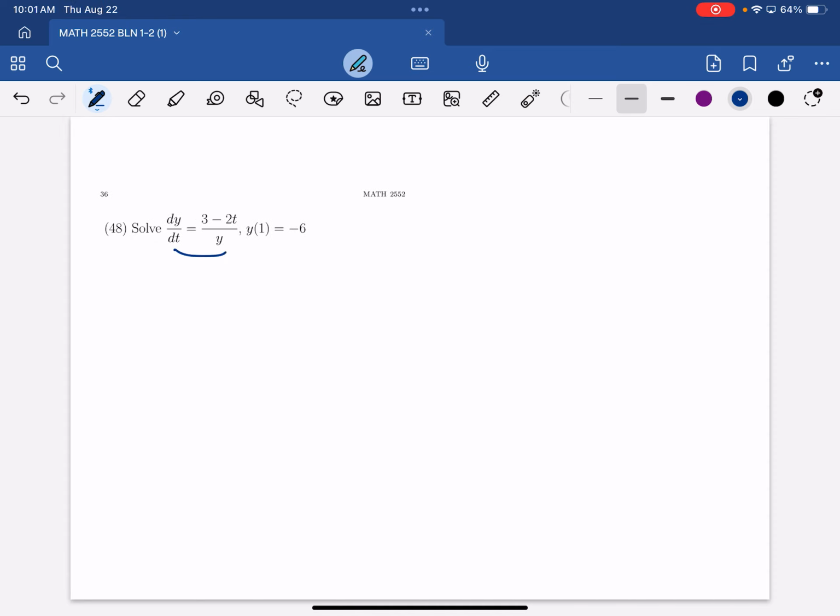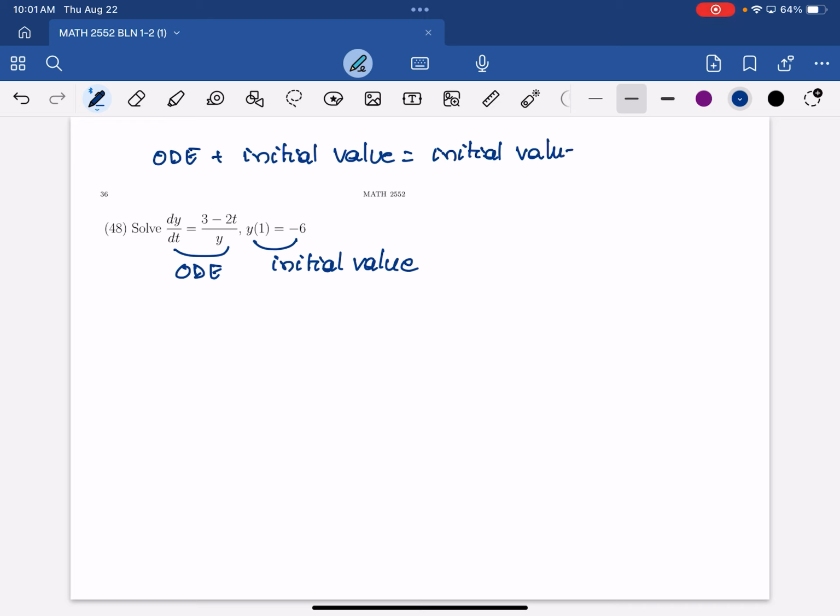Okay, now here, so this is your ordinary differential equation. This is the initial value. So the ordinary differential equation plus the initial value will give you an initial value problem. When you have an ordinary differential equation, for first order you get one arbitrary constant and you have infinitely many solutions. But when you have an initial value problem, you use the initial value and you find the value of c, and you get exactly one solution. Is that clear? So ordinary differential equation plus the initial value will give you an initial value problem.